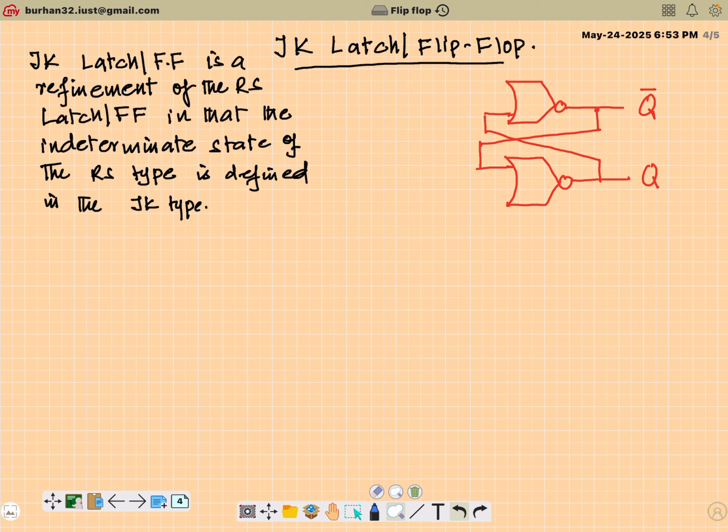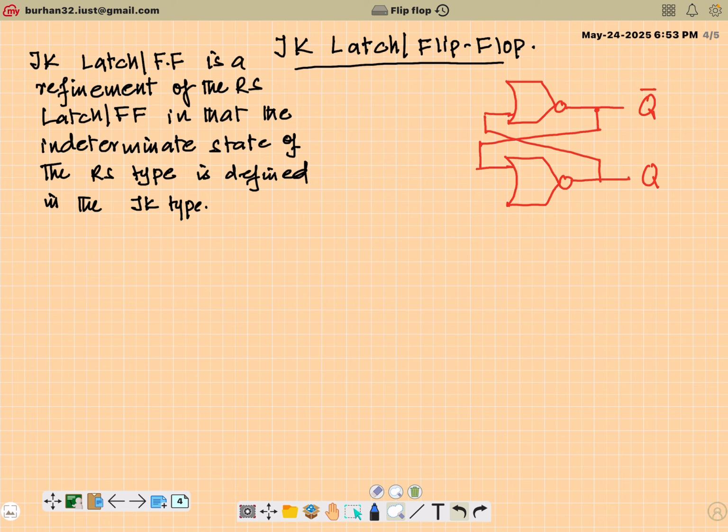And the JK latch or flip-flop is a refinement of the SR latch in the sense that the indeterminate state, remember the indeterminate state in the SR latch, wherein if the inputs are 1 and 1, and when you change them to 0 0, first there will be an indeterminate state, and second, after changing to 0 0, it will break into oscillations, which is something which we don't want.